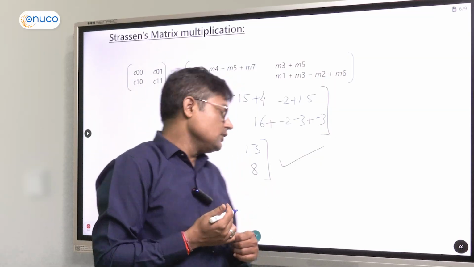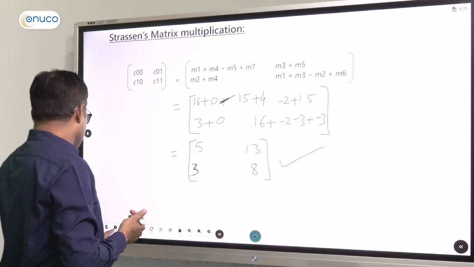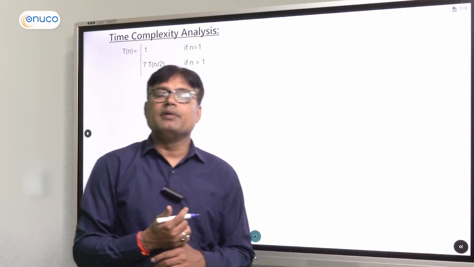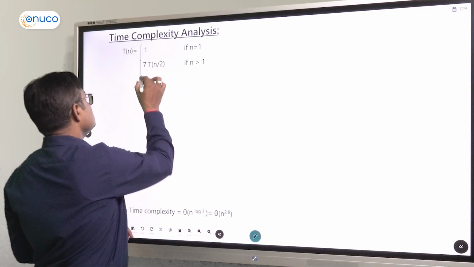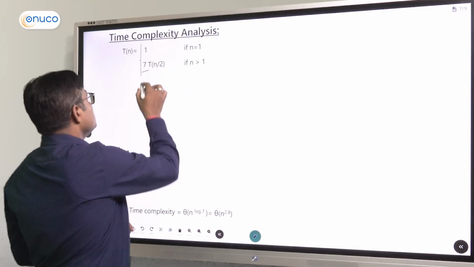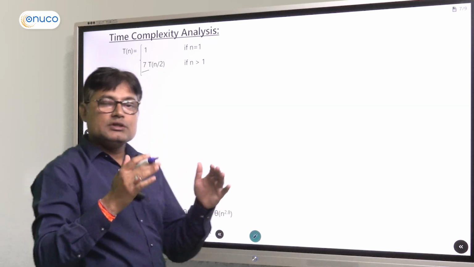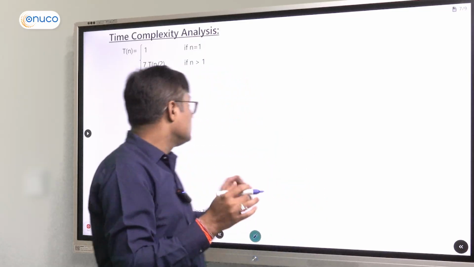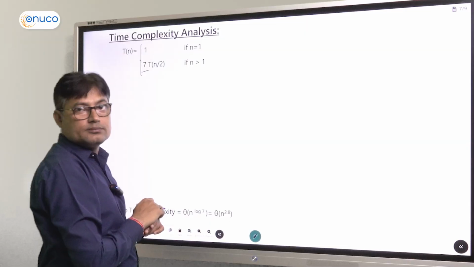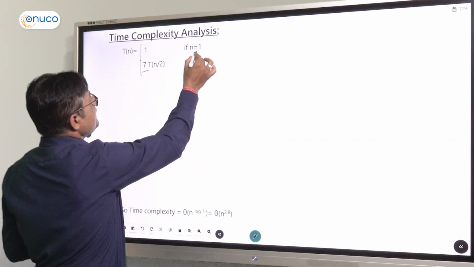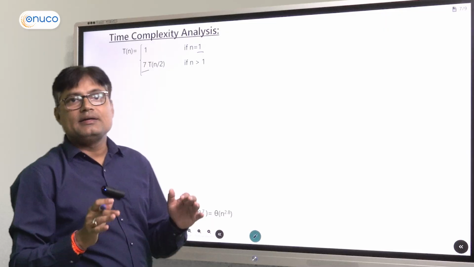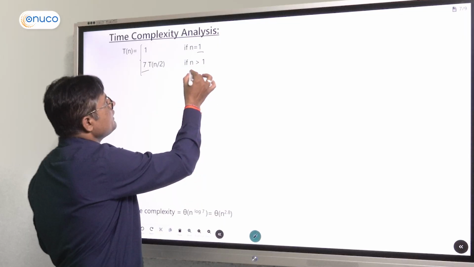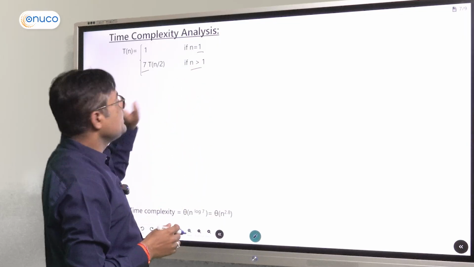Now the question is, how can we claim that Strassen's matrix multiplication takes a lesser amount of time mathematically? As we know, the number of multiplications plays a major role, and how many multiplications are used? 7. Since we are using the divide and conquer strategy, we are dividing the matrix into 2 halves, so T of n by 2. If the number of elements is 1, dividing the matrix is not required, hence it will be 1, otherwise it will be 7 T of n by 2.